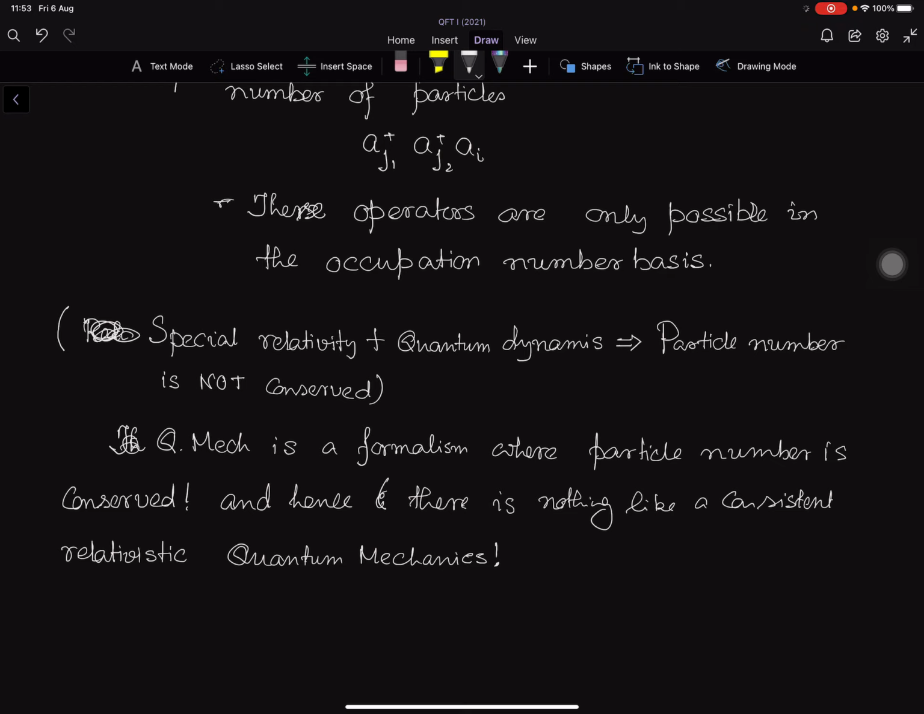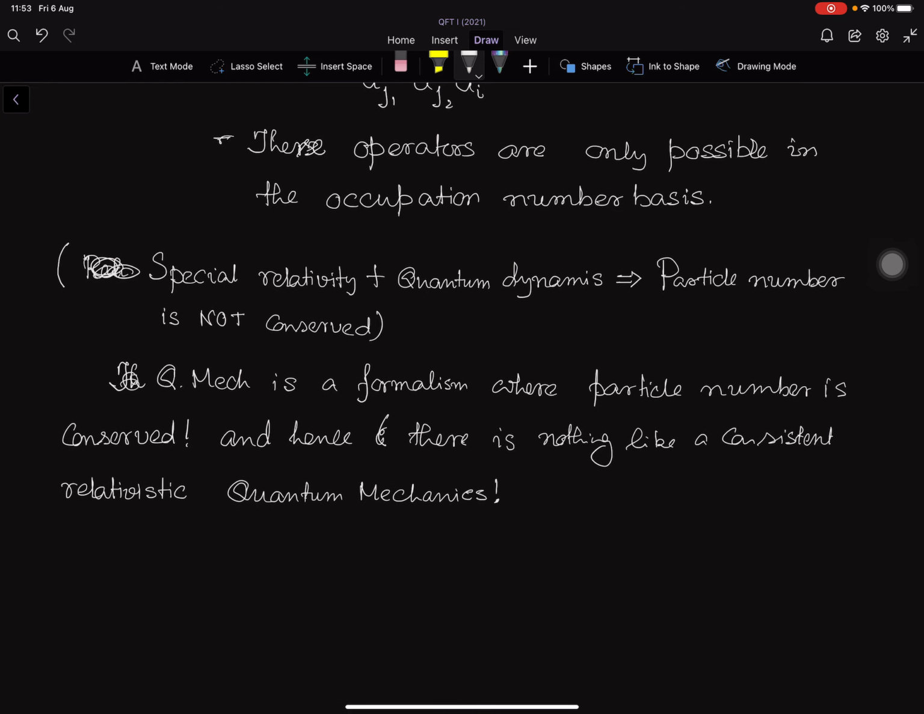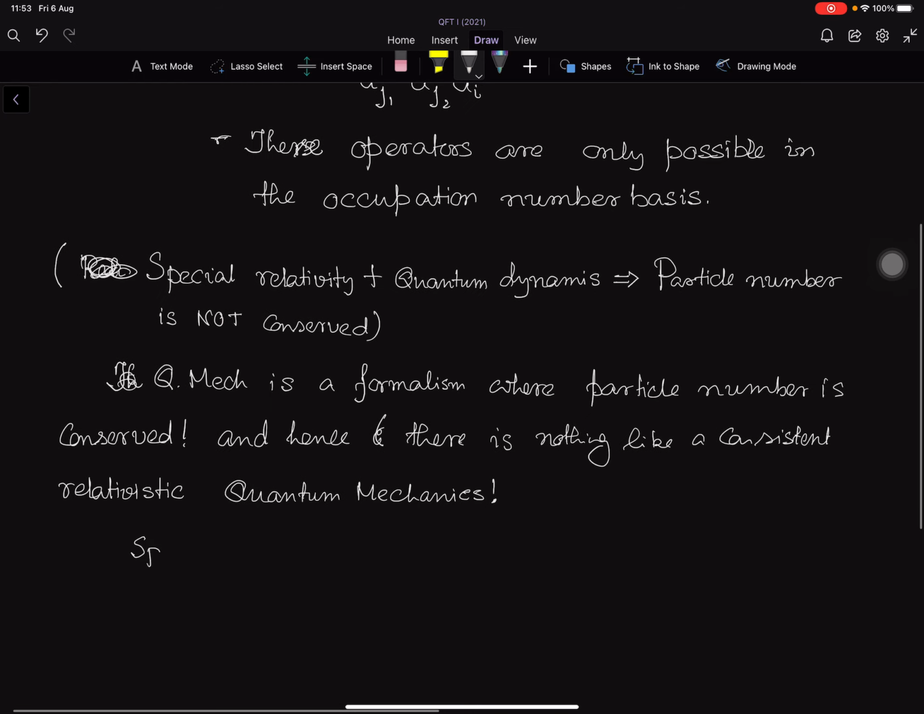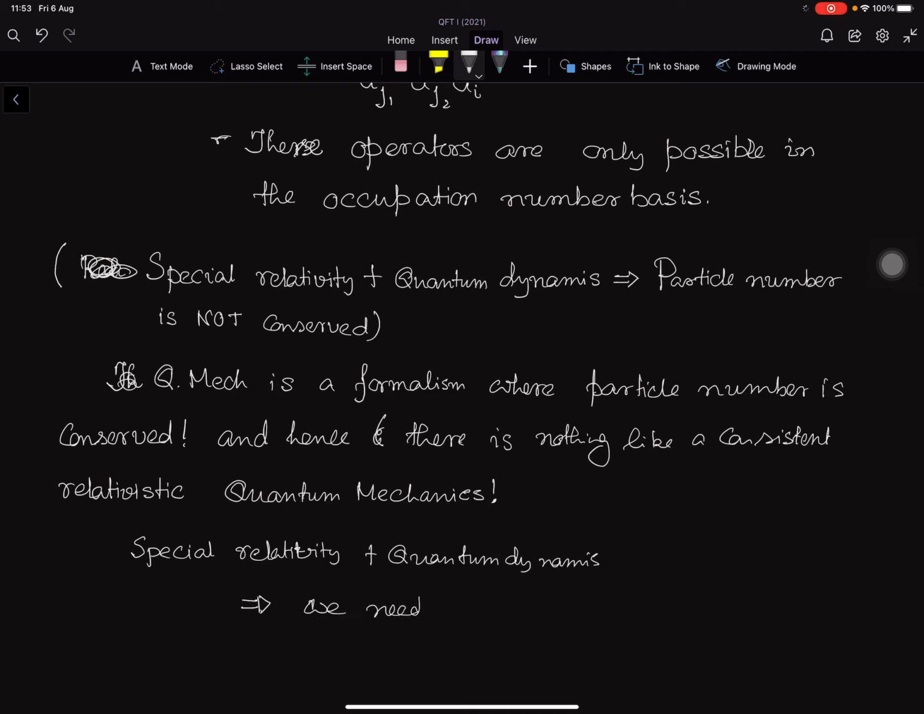In lectures 3 and 4 we will see these aspects, what I mean by that, what is not relativistic quantum mechanics. But the bottom line is that special relativity and quantum dynamics imply that we need to use occupation number basis. This is not a choice, this is a compulsion.